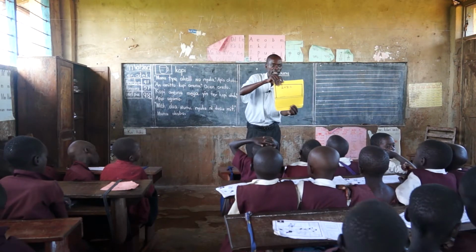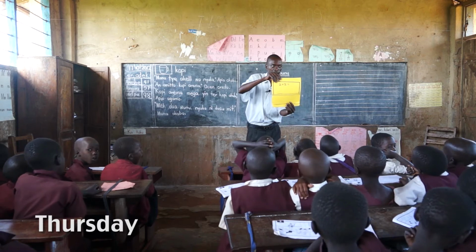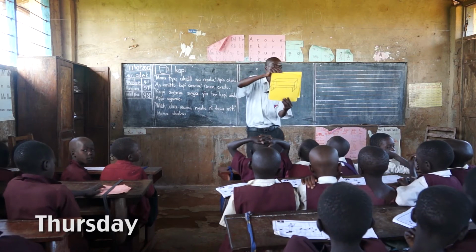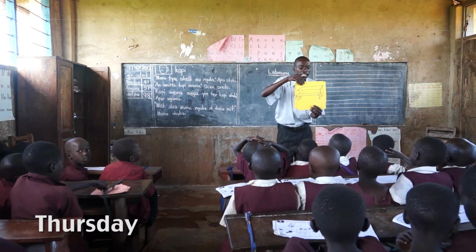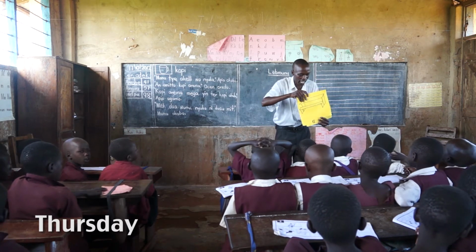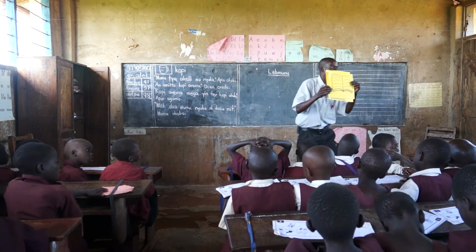On Thursday, the teacher revises the structures and dialogue. While revising the structures, JB shows different picture cards and asks learners to say the structure using the vocabulary words he has shown them.